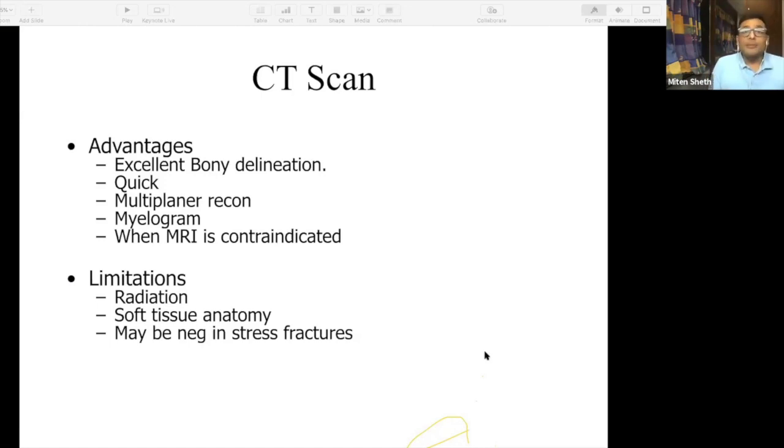The limitation of a CT scan is, one, that there is a lot of radiation. Second, soft tissue we are not able to delineate. And sometimes when there are stress fractures, they might not be seen on a CT scan if they are acute.